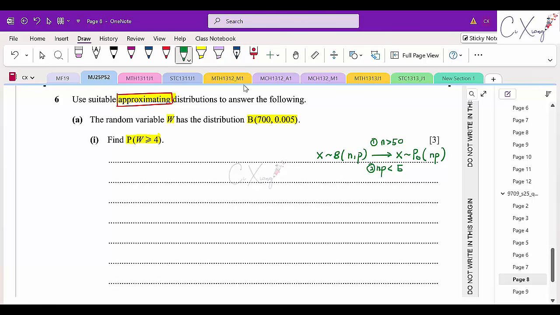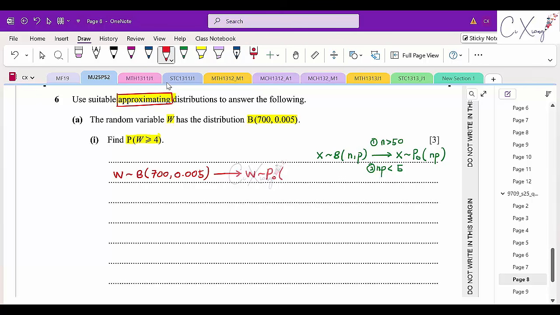Okay, so this is the condition that we can change binomial to Poisson distribution. And if you have a look at this question, basically this is what we have. We are having W, not X. Okay, so let's put it as W. W is binomial distributed with 700 and 0.005, and we want to change it to Poisson.